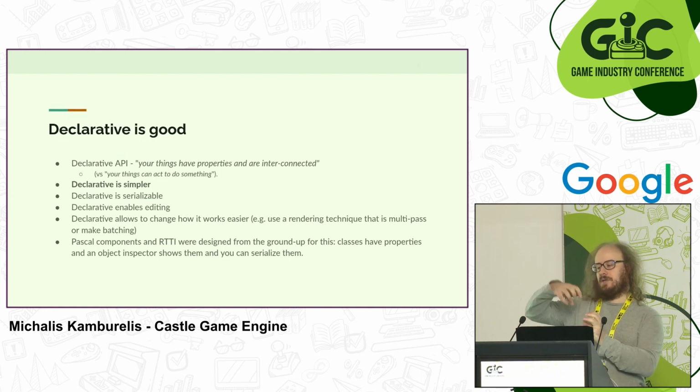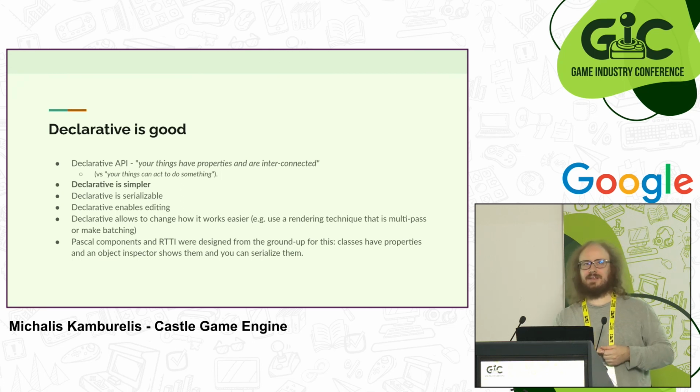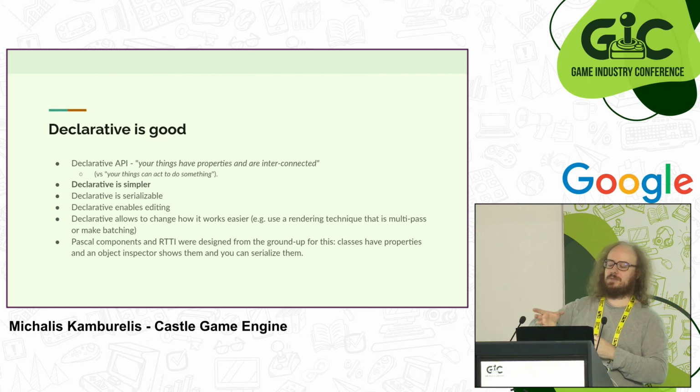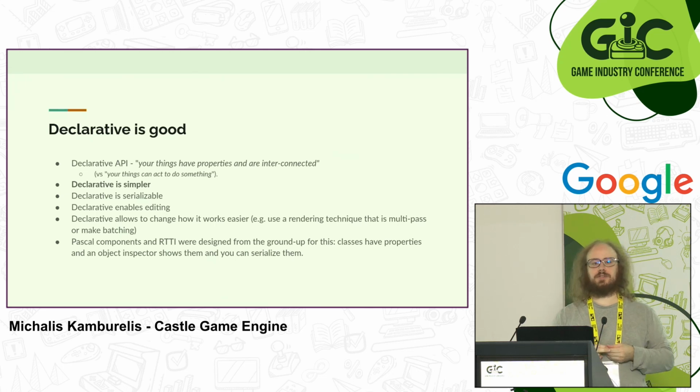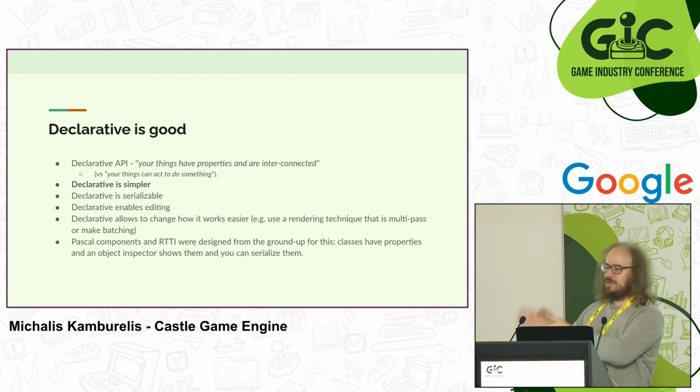So not a complicated set of calls, methods that call each other. I mean, you will have those too, sure. But first of all, think about structures that have properties and are interconnected. That scales better, and it's simpler. And Pascal is actually good for that, because Delphi, from the beginning, was designed to allow exactly this. Components have runtime type information, and this way you can have this object inspector that displays all the properties of the components automatically. Whatever you do in Pascal, you can also see it in the editor.